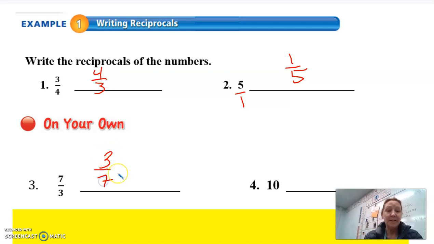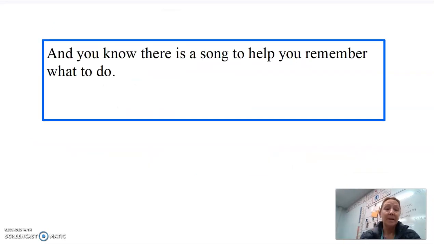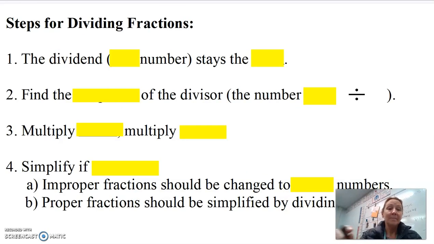Oh, this is so easy. That's 3/7. So I'm going to put this over 1. The reciprocal is 1/10. Okay, so now we're going to do some math with it. The key idea is when you divide fractions, you multiply by the reciprocal. And we kind of figured that out, right, when we were drawing the pictures. Okay, so there is a song to help you remember, and it's linked in Canvas.